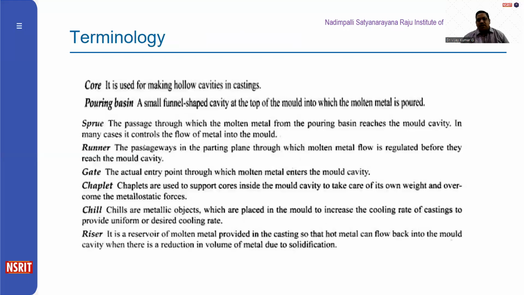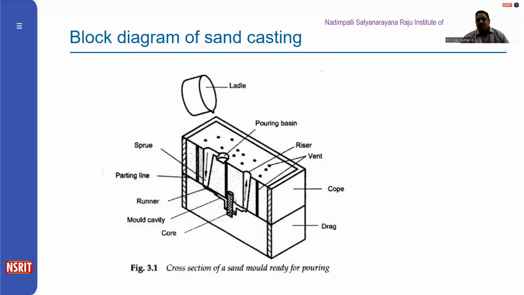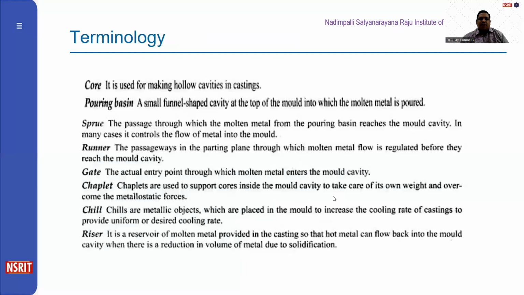So this is another thing, like core. Core is nothing but the one which will be used to create hollow components. Like if you want a through hole, then what you can do is you can keep a core here. The molten metal cannot enter into this area, thus producing the hole inside that.